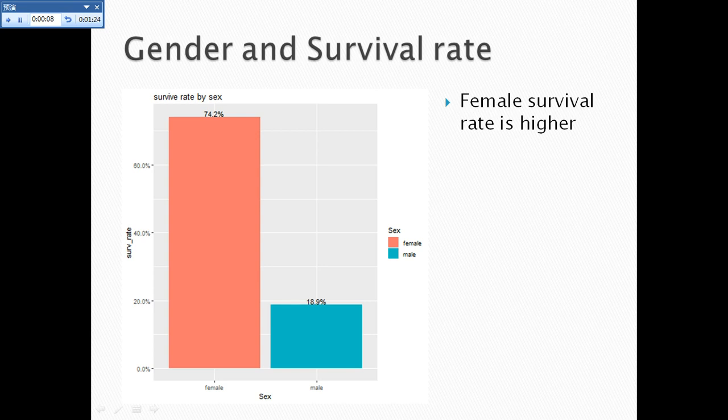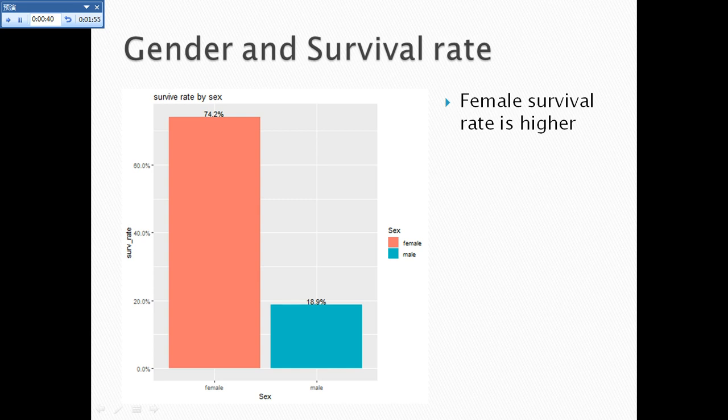According to this bar chart, we can easily find that the female survival rate is much higher than the male. The main reason is that the women and children first protocol was generally followed when loading the lifeboats. Another important thing we can find from this bar chart is that less than 20% of the males survived.